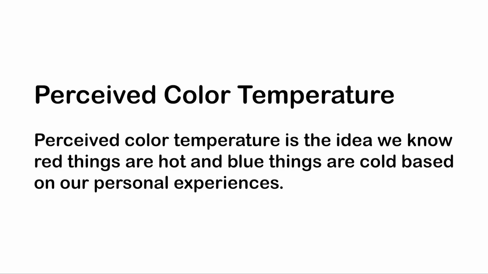First, let's talk about perceived color temperature. Perceived or learned color temperature is the idea that we know how red things are hot and blue things are cold based on our personal experiences. This is the easiest topic we're covering because you're probably already aware of it, whether you've noticed it before or not.